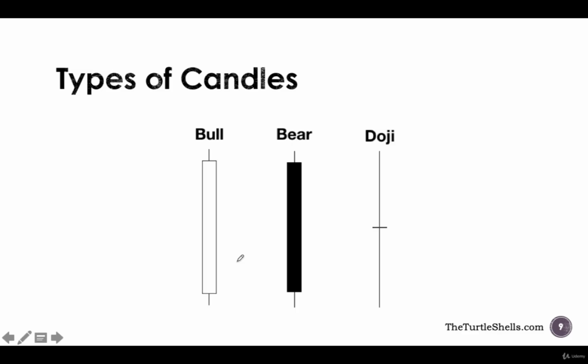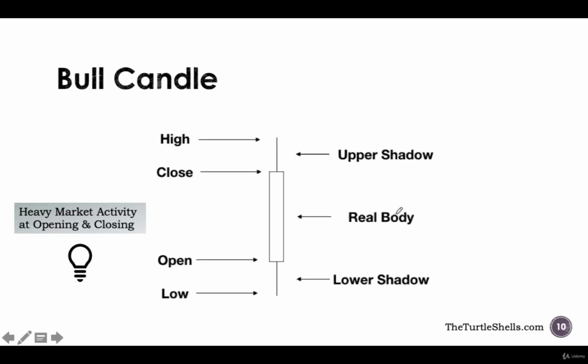So if it's a white candle, it's a bull candle. If it's a black candle, it's a bear candle. Even if it has no color, it's called a doji candle. Okay, so those are the 3 types of candles, and this is what the candle interpretation is. So let's look at the bull candle. This is where the price opens. This rectangle you see is called the real body of the candle. This is the opening price.